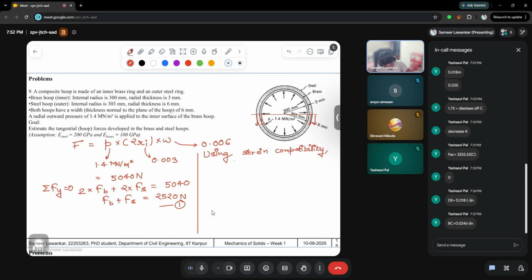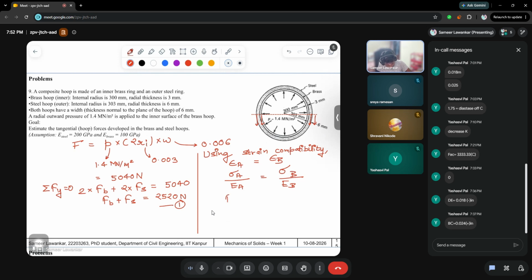I can simply write epsilon A is equal to epsilon B. Now you know what is the value of epsilon? Epsilon is nothing but stress upon Young's modulus. Young's modulus is given to you, so you can simply write stress upon Young's modulus, that is sigma A upon EA is equal to sigma B upon EB. I am denoting stress by sigma. In the place of sigma, you can write force.